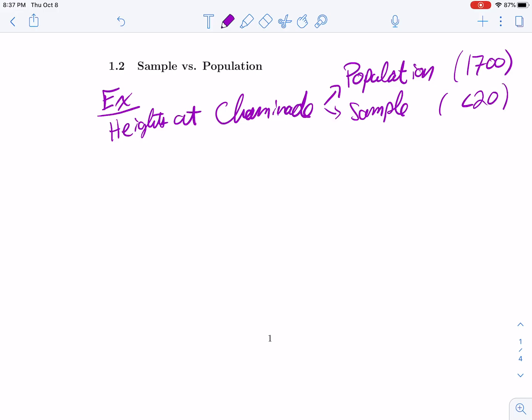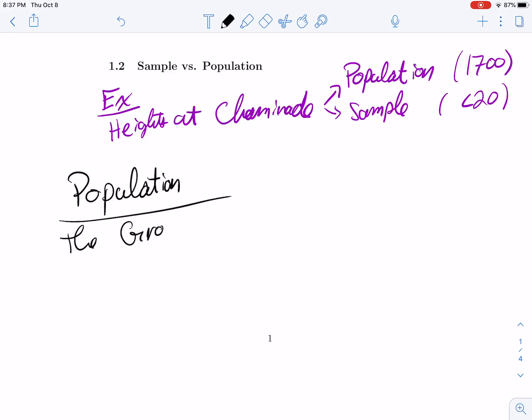Population versus sample. In statistics, the population is the group we want to learn about. For example, we wanted to know about the heights of the Chaminade students, so our population was Chaminade students. It's what you're studying.